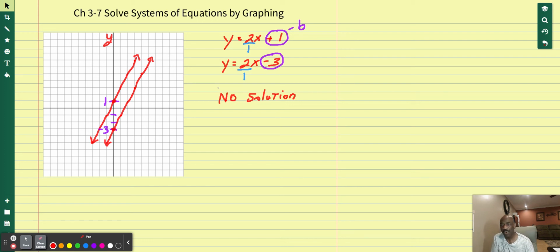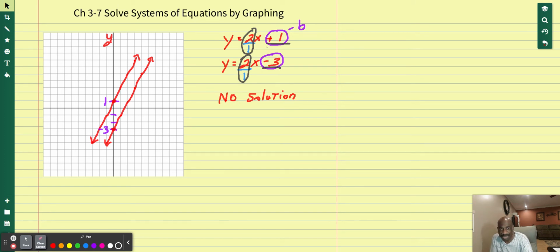How could we have known that prior to graphing it? Simple. Look at your slopes. Let's look right here. That's what I want you to see. If you notice this, my slope in both are identical. They're the same. If the slopes are the same, but we're starting at two different locations, then the two lines will never meet.